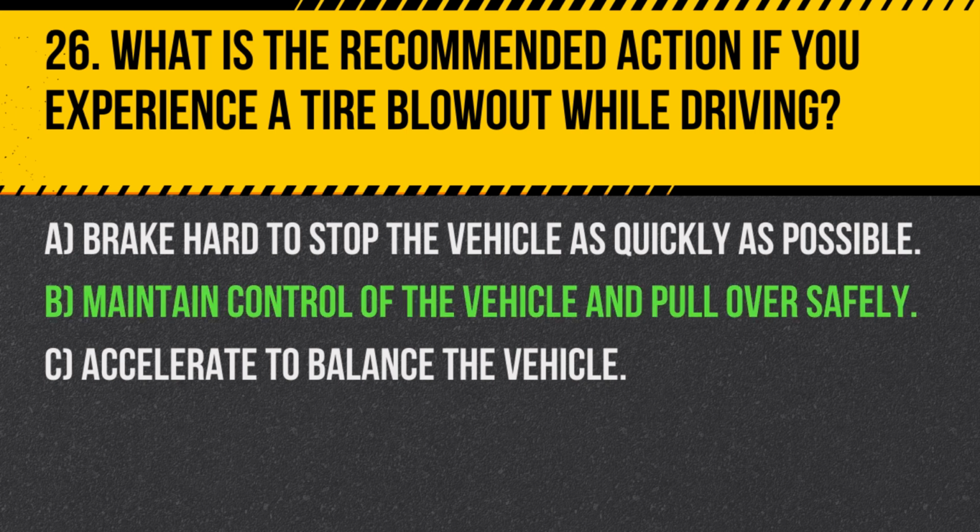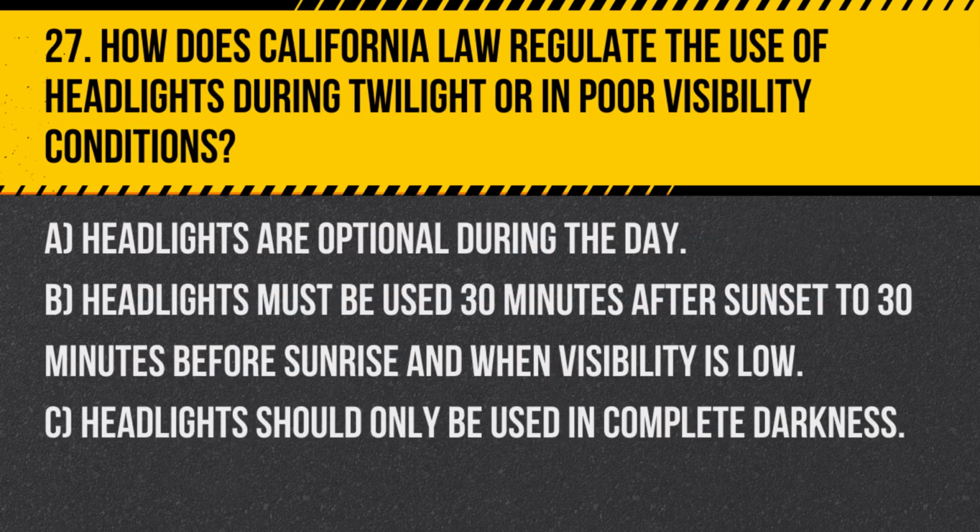Answer: B. Maintain control of the vehicle and pull over safely. It's important to keep the vehicle stable and avoid sudden stops. Question 27. How does California law regulate the use of headlights during twilight or in poor visibility conditions?